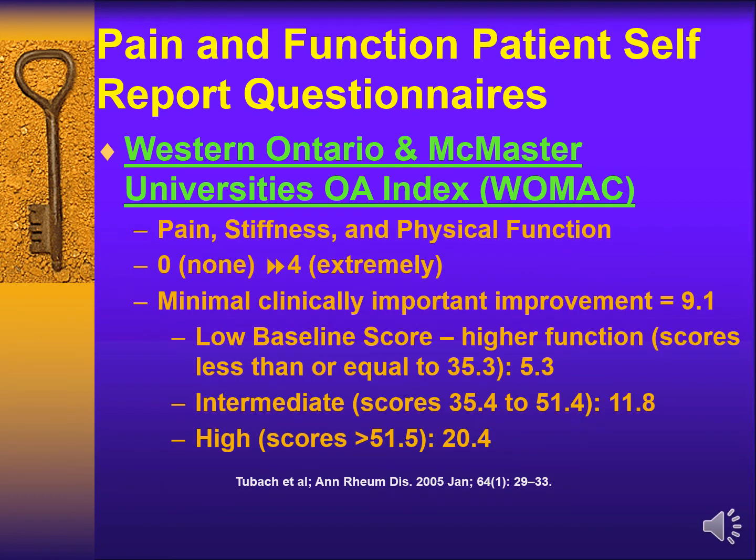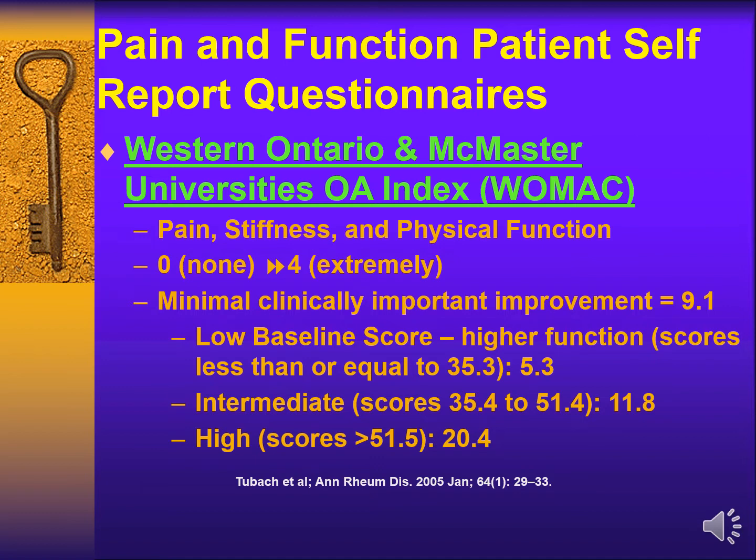The first measure we'll describe is the WOMAC, or the Western Ontario and McMaster University's Osteoarthritis Index. This is a very, very common scale that you're going to see used with older individuals who have hip osteoarthritis. It's also used for the knee as well, but it's used commonly in clinical practice and research.